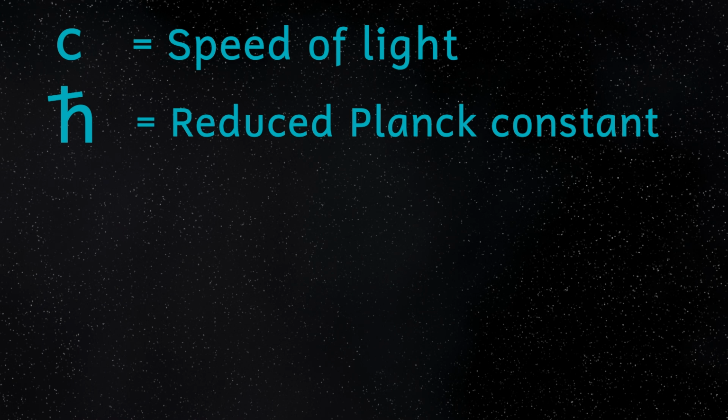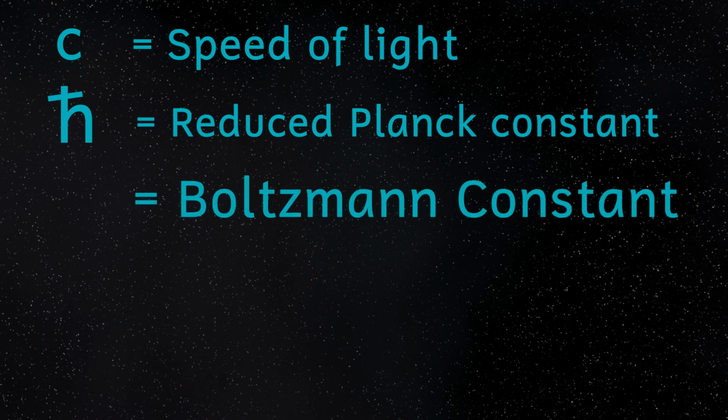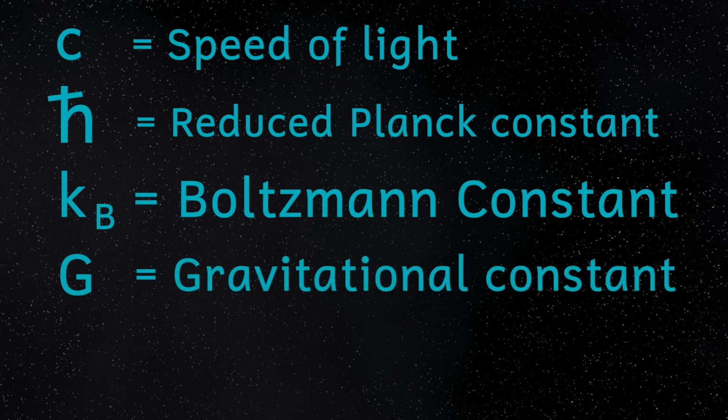The reduced Planck constant is just the Planck constant divided by 2 pi. Also the Boltzmann constant, which relates the energy of particles in a gas and the temperature of the gas. And finally we have the gravitational constant. There are more, but these are the ones that we're interested in today, and actually we'll also see later why we can ignore the other constants.